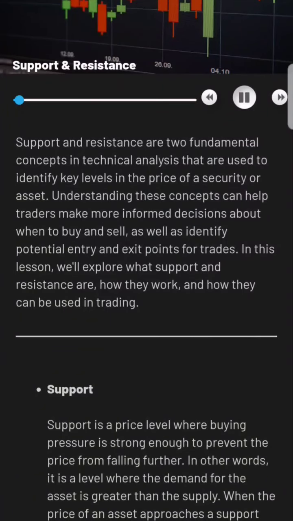Resistance. Support and resistance are two fundamental concepts in technical analysis that are used to identify key levels in the price of a security or asset. Understanding these concepts can help traders make more informed decisions about when to buy and sell, as well as identify potential entry and exit points for trades.